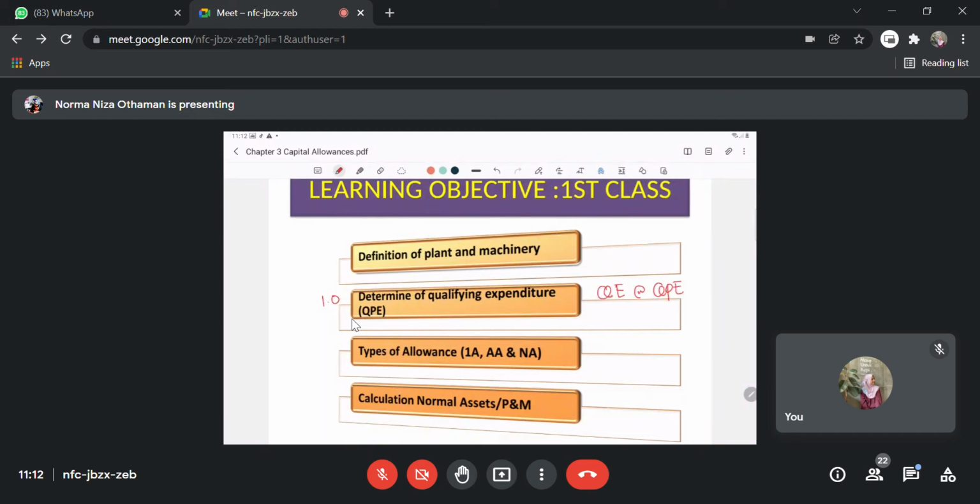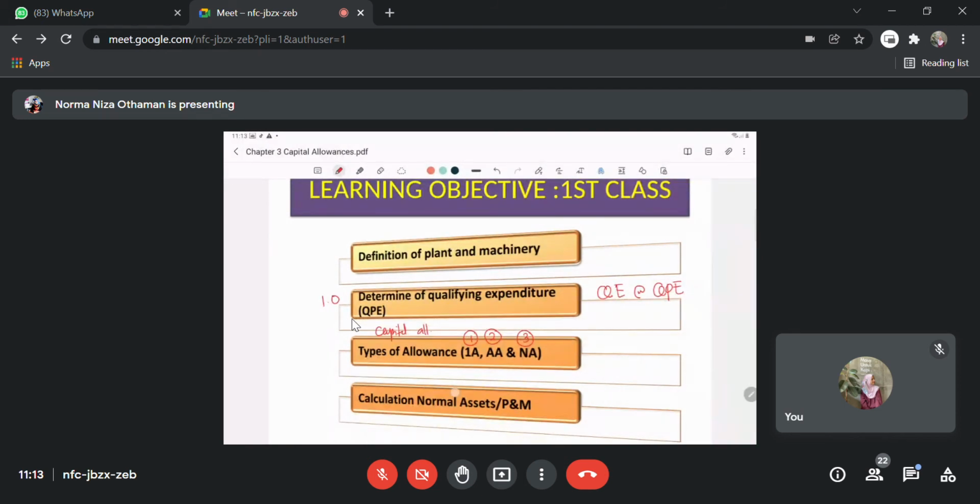Right? And then kita akan tengok juga dua types of allowances. So kita tengok tiga lah terus. Kita tengok three types of allowances. So capital allowances ni terbahagi kepada tiga. Yang pertama adalah initial allowances, IA. IA is initial allowances. Yang kedua adalah annual allowances dan yang ketiga adalah notional allowances. So kat situ tulis IA, AA and NA. Right? And then kita akan tengok the calculation untuk normal asset or normal plant and machinery.